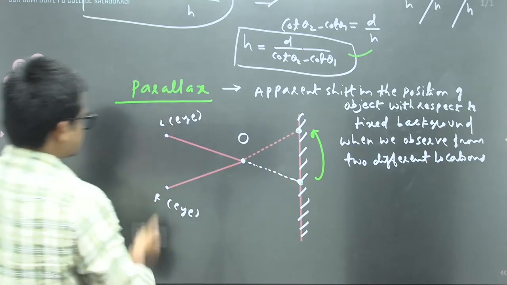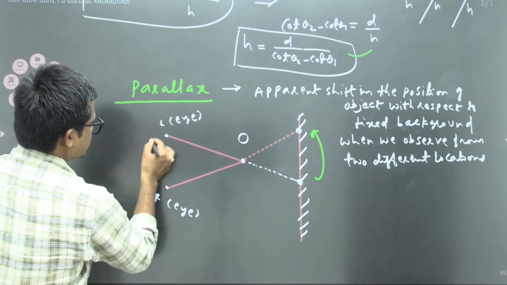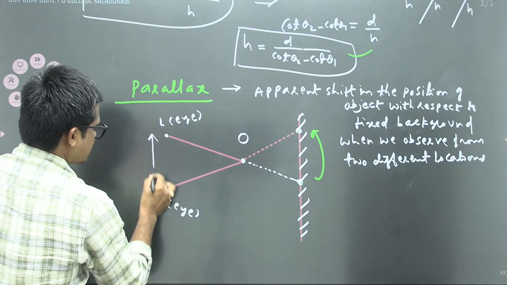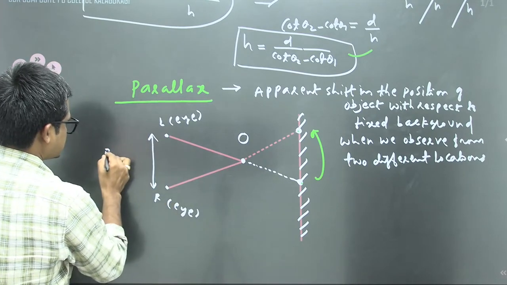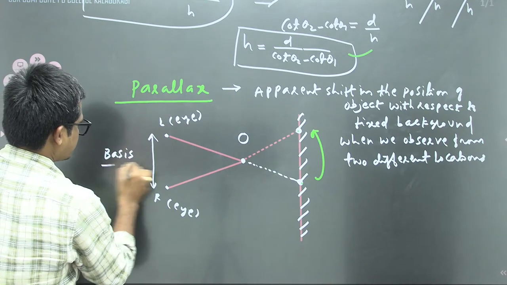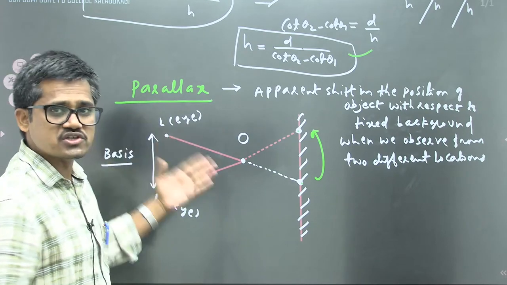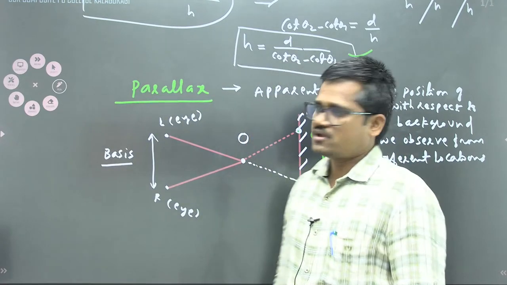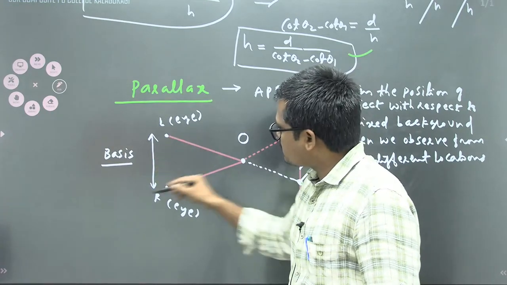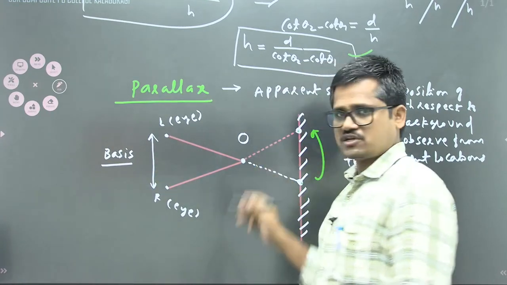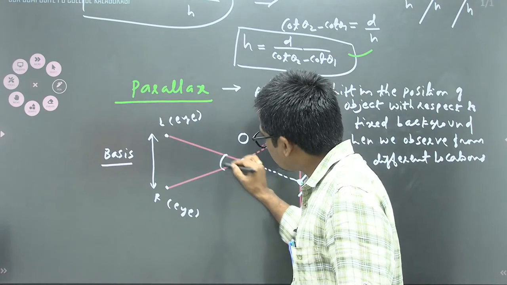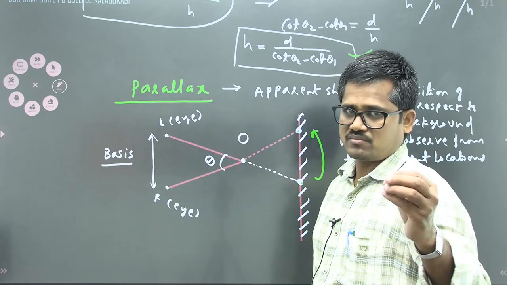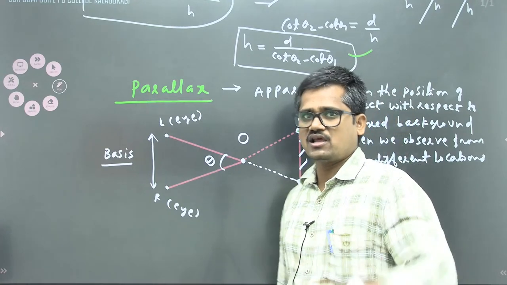So here the separation between the observation points, say this is the left eye and this is the right eye, we call the basis. What do you call it? Basis. Basis is the distance between the two observation points. Now, the angle subtended by this basis at the object, whether it is a pen or whatever, this angle theta is what you call the parallactic angle or parallax angle.